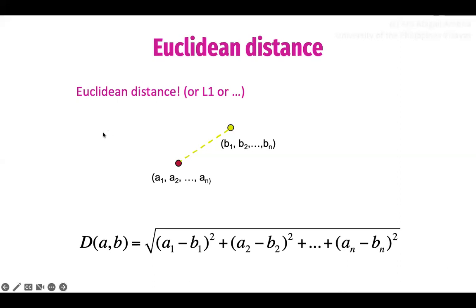Okay, so essentially, if we have 2 points, each having several features, a sub 1 to a sub n, and the other point having b sub 1 to b sub n, to measure the distance we simply take the square root of the squared differences between the features or weights. So we have a sub 1 minus b sub 1 quantity squared plus a sub 2 minus b sub 2 quantity squared, until a sub n minus b sub n quantity squared. And we take the square root at the end.